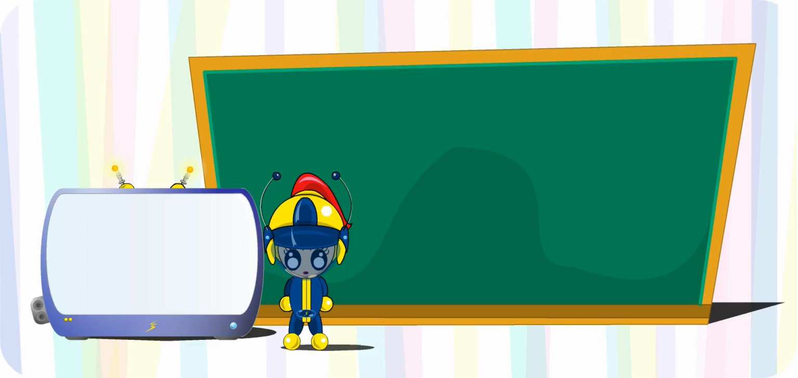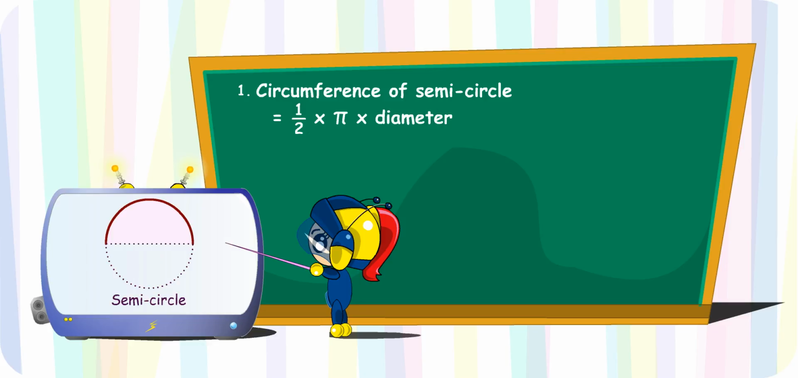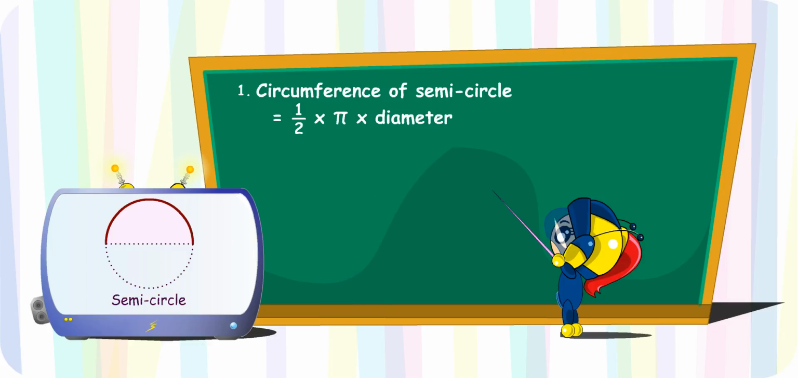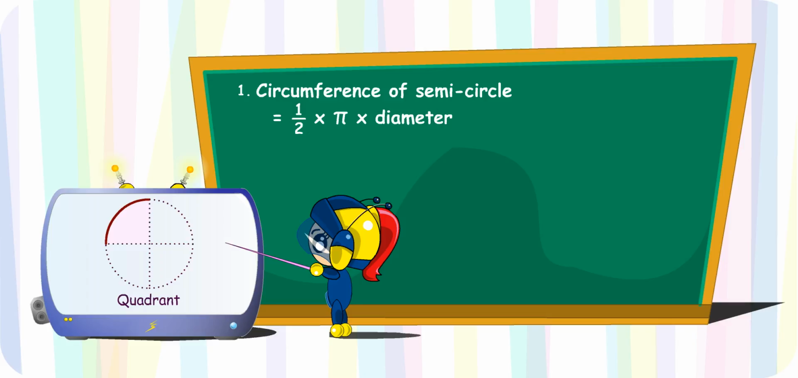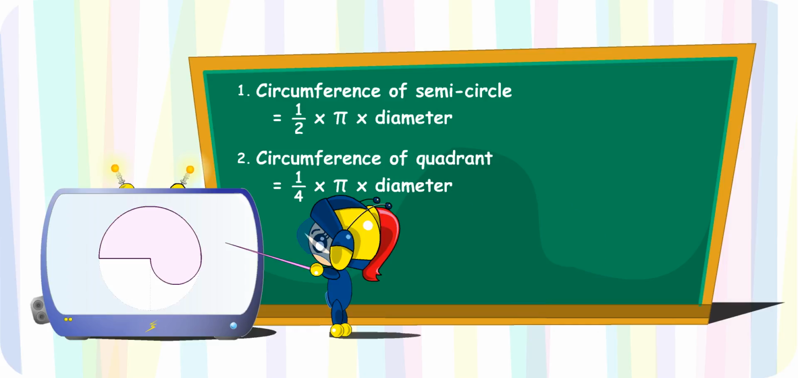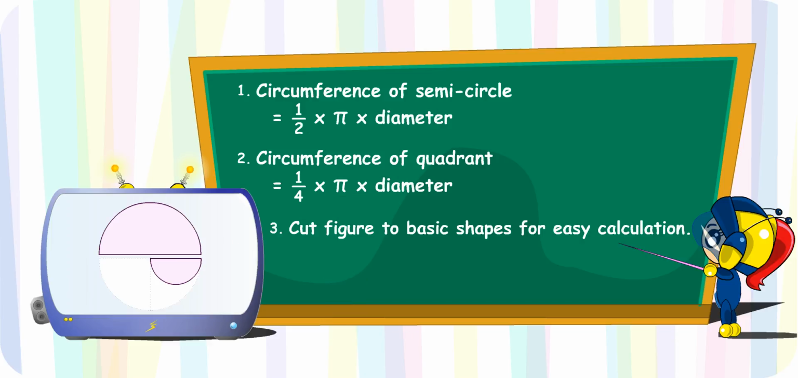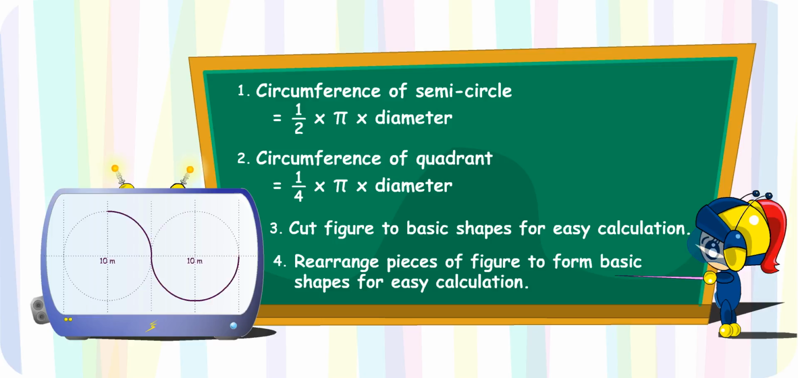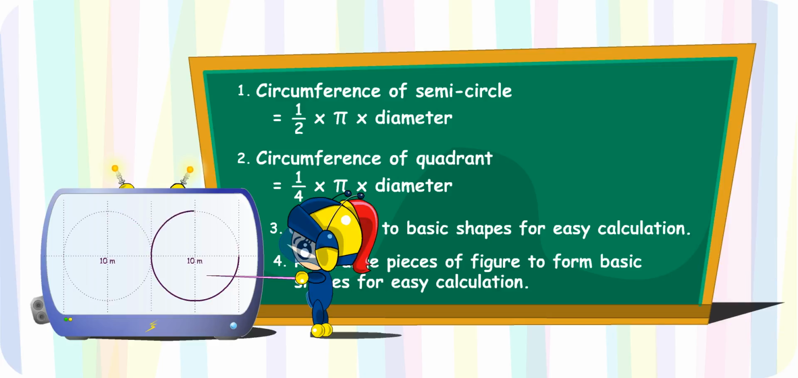So, Turbo Girl, can you tell me what you have learned today? I have learned that the circumference of a semicircle is half times pi times diameter, and the circumference of a quadrant is 1/4 times pi times diameter. If a figure is made up of 2 or more basic shapes, we have to cut it into the basic shapes. Then, we can easily find their perimeters or circumferences. We can also rearrange pieces of the figure to form basic shapes. That also allows us to find their perimeters easily.